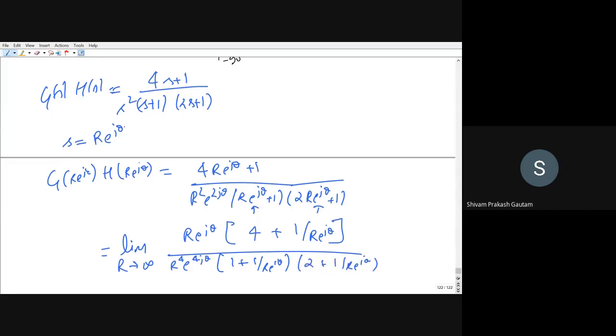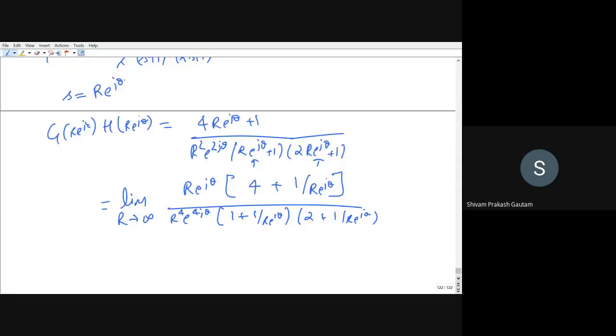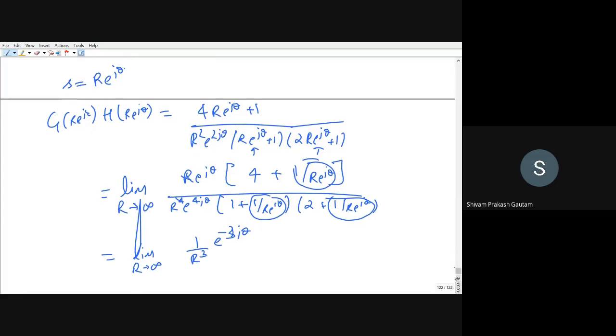Now substitute the limit R tends to infinity. When you substitute the limit, this term will become 0, this term will become 0, and this term will become 0, because when R is equal to infinity, all these terms become 0, and we will be left with the remaining terms, and R will cancel out. So we will have 1 upon R cube, and this e to the power will be cancelled out. So we will have minus 3 j theta. This is the term that we will be having.